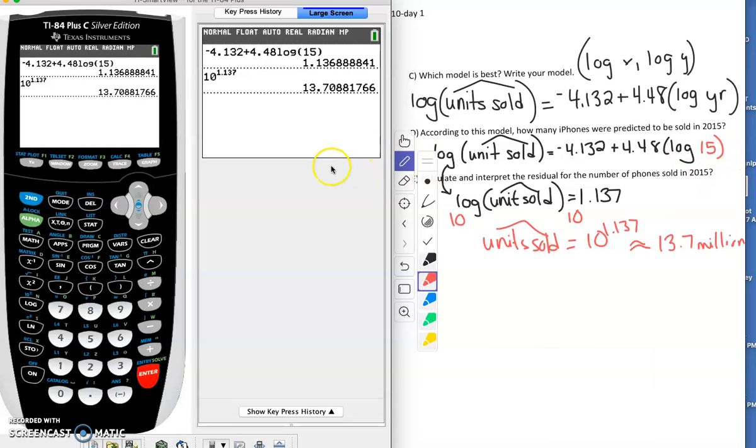Okay. The final example says, calculate and interpret the residual for the number of iPhones sold in 2015. So recall that a residual is equal to your actual minus your predicted. So we have our predicted from the previous, and if I go back to my original data, it was actually 30.